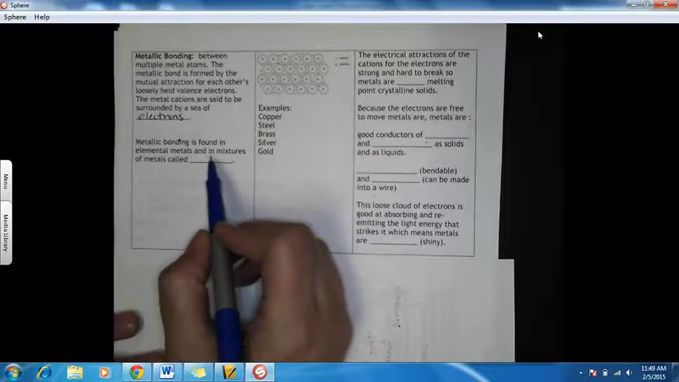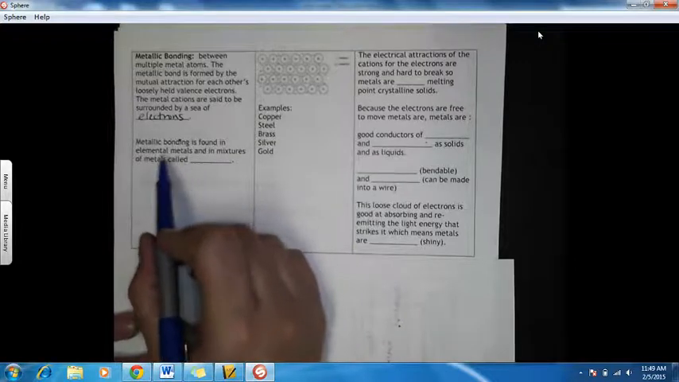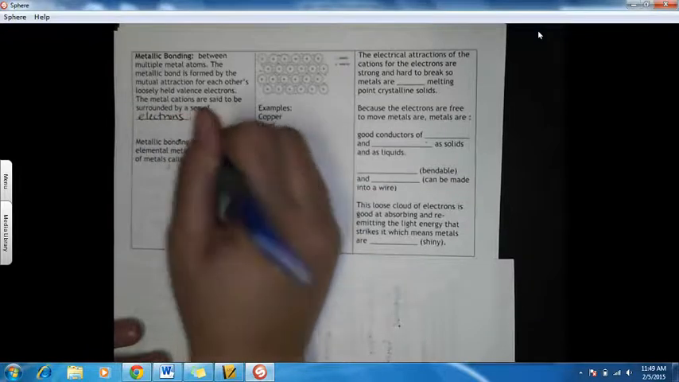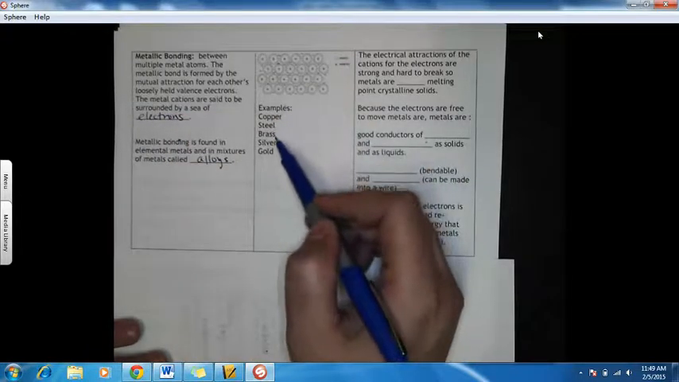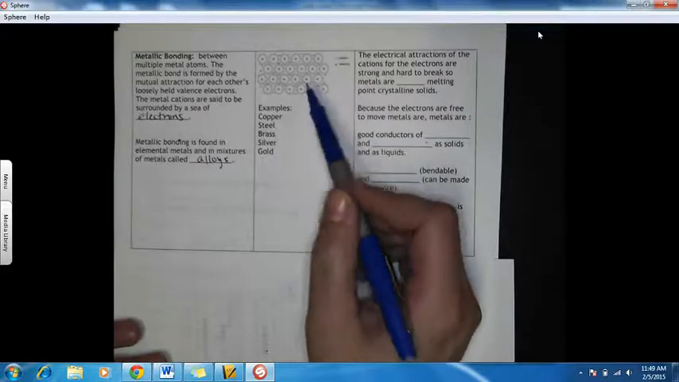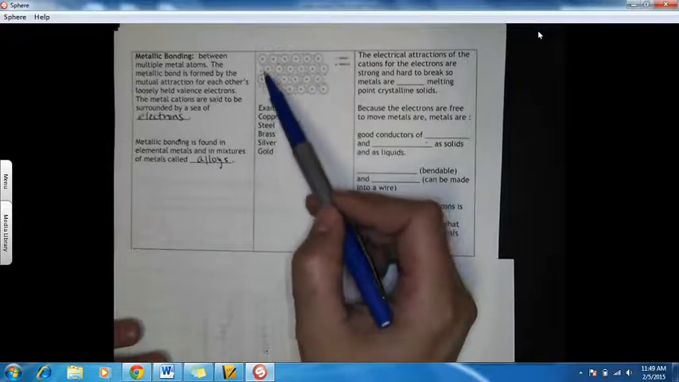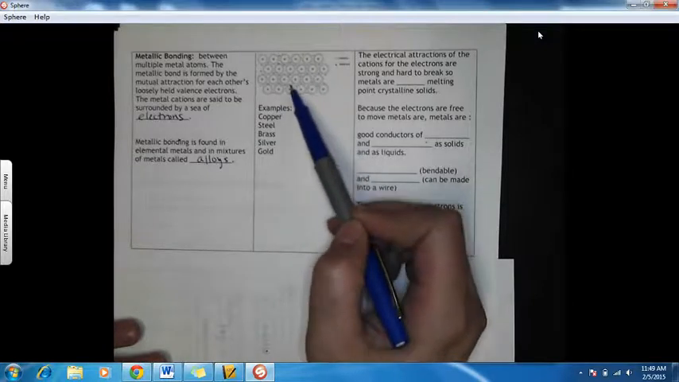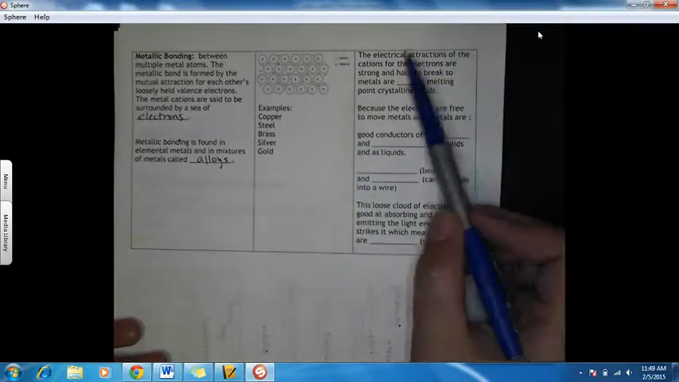Metallic bonding is found in elemental metals and in mixtures of metals, which are called alloys. Some examples of those are copper, steel, brass, silver, and gold. And you can see the picture here shows you those positive cations surrounded by the negative electrons. The electrical attractions of cations for the electrons are strong and hard to break. So metals are high melting point crystalline solids.